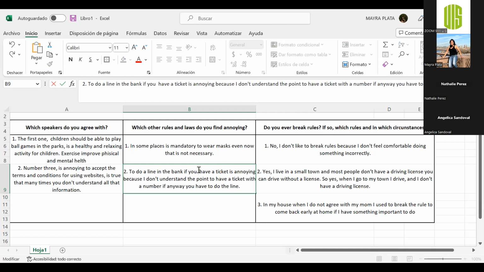Maybe that's the thing. To do a line in the back, if you have a ticket, it's annoying. Okay, that makes more sense. Well, to do a line in the bank, comma, if you have a ticket, it's annoying. Okay, I see. Well, that changed the whole thing.